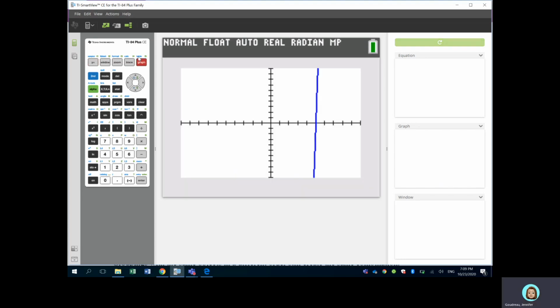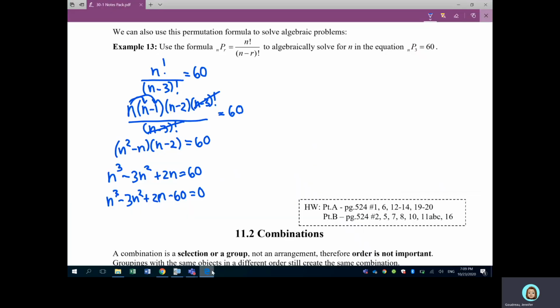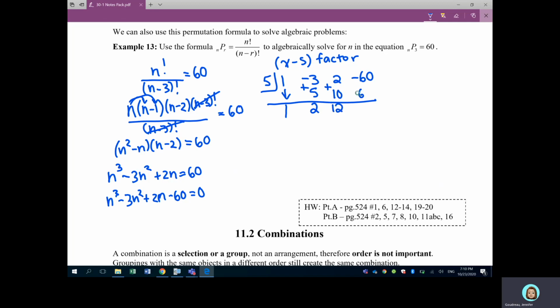We hit graph, and I notice that we have a 0 at positive 5. What that tells me then is x minus 5 is a factor. We'll do synthetic division in order to find the other factors. So 1 is my coefficient, then -3, then 2, then -60. Bring down that first coefficient of 1. 1 times 5 is 5, and we add, we get a positive 2. 2 times 5 is 10, we add, we get a positive 12. 12 times 5 is 60, and we add, and we get 0.